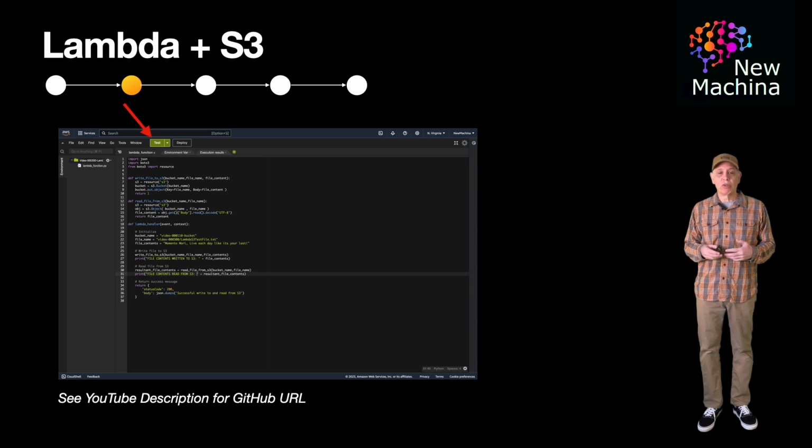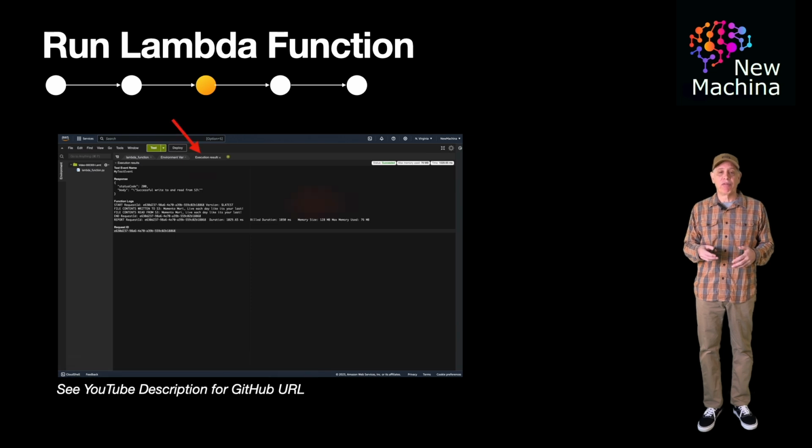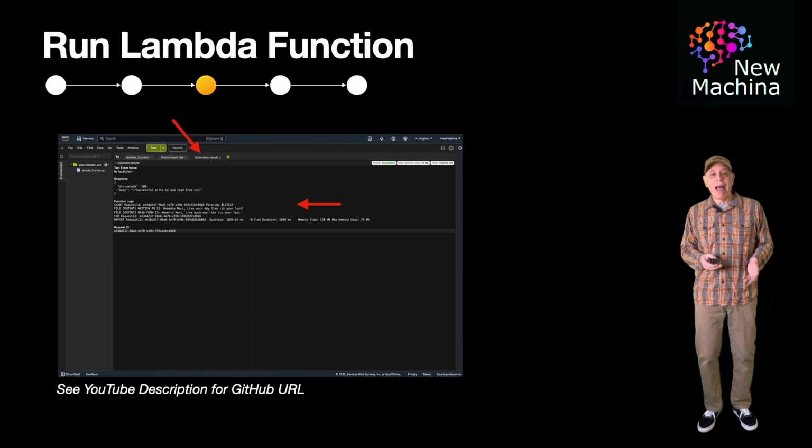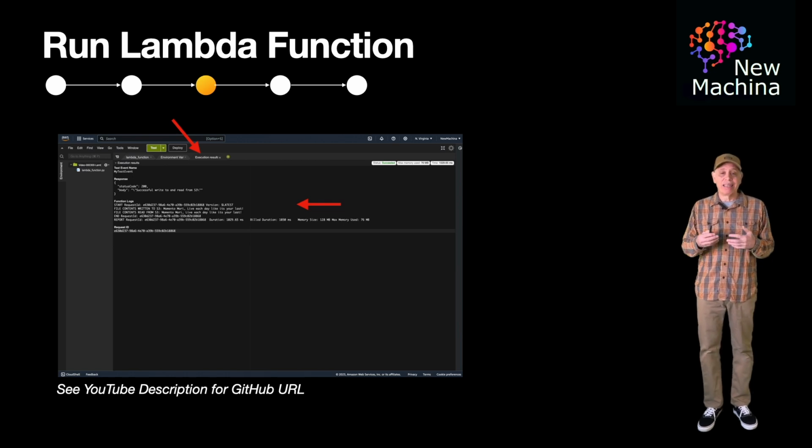In the execution results tab, I can see the Lambda function logs. The logs look good. I first wrote the text "Memento mori, live each day like it's your last" to a file up in S3. Then I read back the file from S3 and extracted the same text, "Memento mori, live each day like it's your last." This is exactly what I would expect.